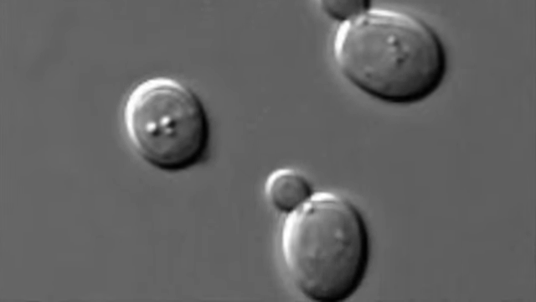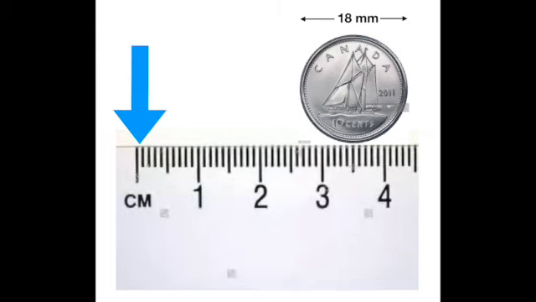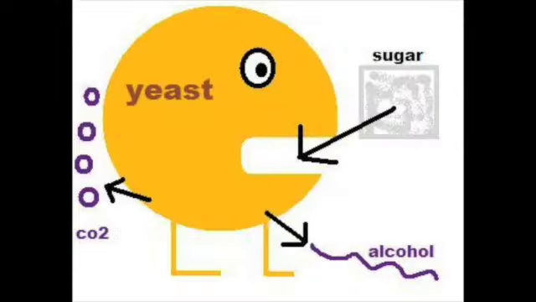Just to give you an idea of how small that is, imagine a dime, which measures about 18 millimeters across. In this picture, I want you to focus on the space between two of the smallest lines on the ruler. That distance is 1 millimeter. In that space, 250 yeast cells could be lined up next to each other. That's how small they are. Even though they are small though, they do a big job.